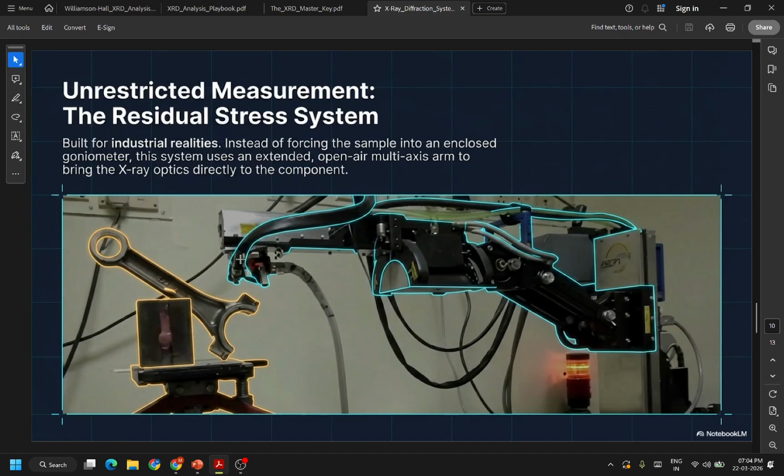So it has an open arm, so you can place your sample here, and then your arm moves all around the sample in the proper orientations to give you a diffractogram.